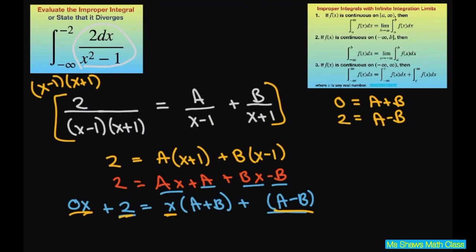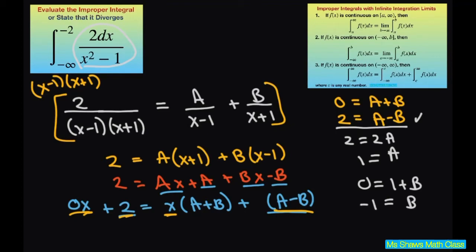Now solving our system, we add both of these and we get 2 equals 2a. The b's cancel out, so a is going to equal 1. If a is 1, then we have 1 plus b equals 0, and so b is going to be negative 1. Now I'm going to substitute up here: a is 1 and b is negative 1. So that's how we're going to rewrite our integrand.